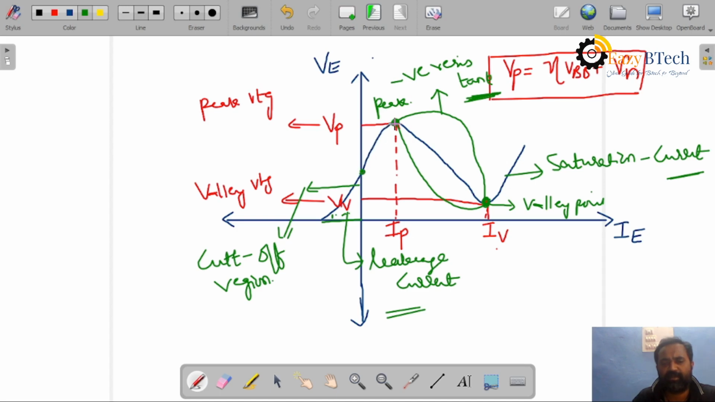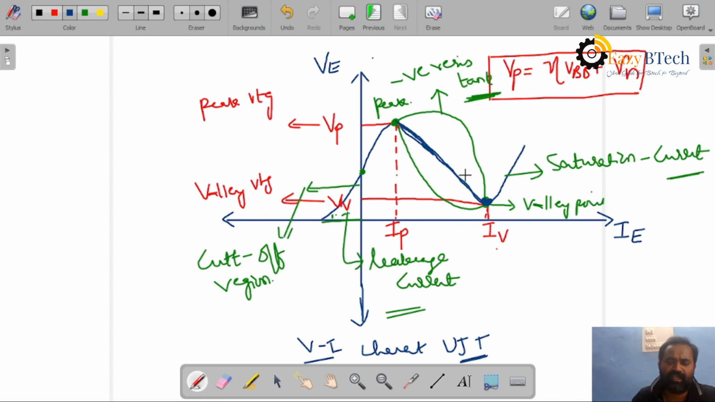Okay, and it reaches the peak point. Then by increasing the applied input voltage, the voltage across the emitter is gradually decreasing. This voltage is decreasing and it falls at this point. This is called the valley point. This is the VI characteristics of the UJT, unijunction transistor.